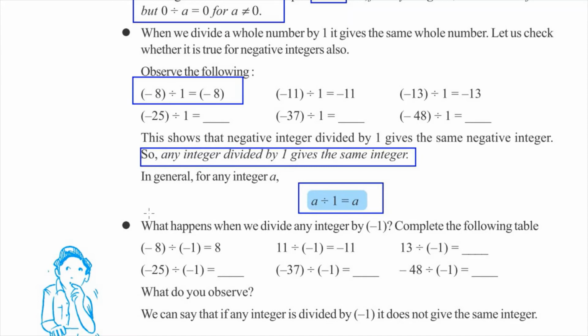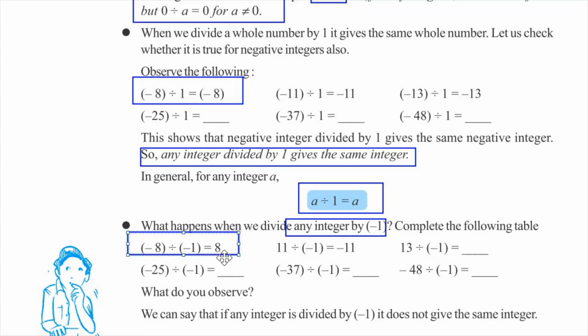Now, let us look into what happens when we divide an integer by negative 1. What is going to happen when we divide an integer by minus 1? Keep in mind the rules of division that we just learned and look at the first question. Minus 8 divided by minus 1. Here we are dividing two negative integers. This means that the answer is going to be positive after dividing them like whole numbers.